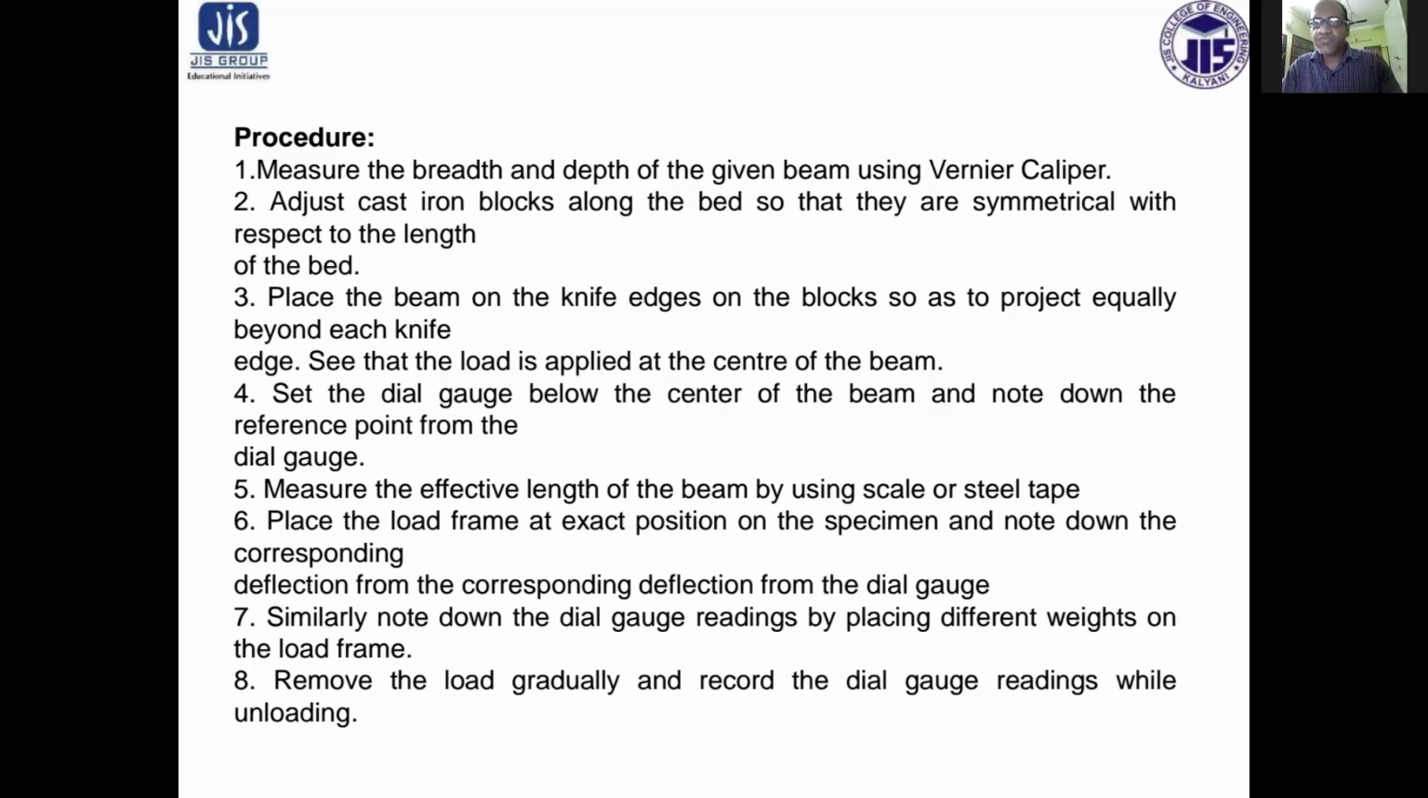Set the dial gauge below the center of the beam and note down the reference point from the dial gauge. Measure the effective length of the beam by using a scale or steel tape. Place the load frame at the exact position on the specimen and note down the corresponding deflection from the dial gauge. Similarly, note down the dial gauge reading by placing different weights on the load frame. Number 8, remove the load gradually and record the dial gauge reading while unloading.